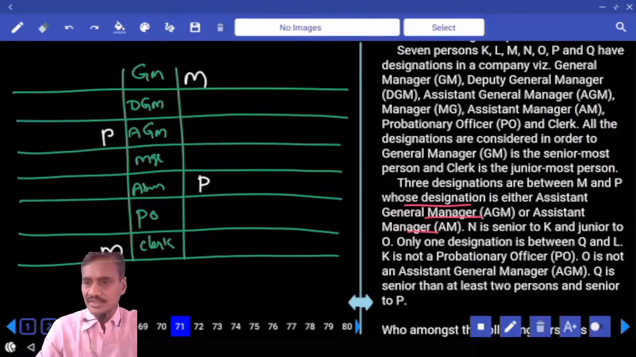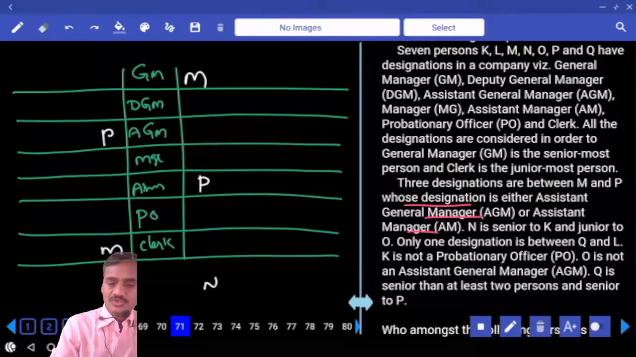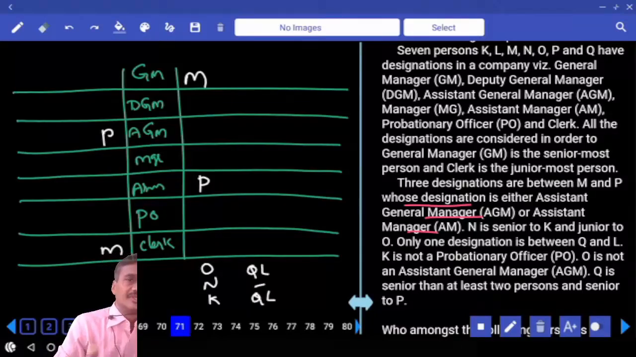General manager or AM. N is senior to K. N is senior to whom? K, but junior to O. Hence O and K must be in this order. N is senior to K but junior to O. Only one designation is in between Q and L. Now in between Q and L there must be exactly one designation between these two, means these two persons must be in alternate places. K is not a probationary officer.